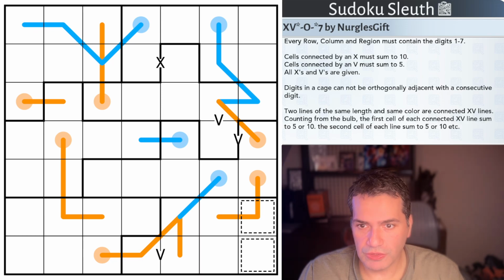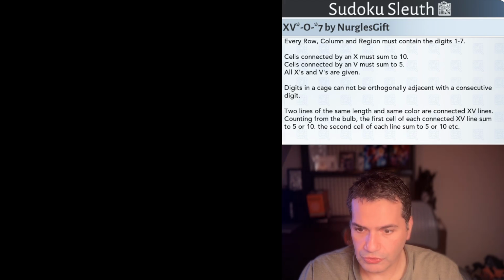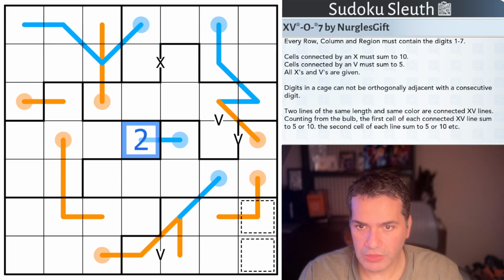XV07 by NurglesGift. Let me just double check it's all recording. It is not recording, of course not. Of course not. I'm glad that I keep checking these recently, but it is very disappointing that I keep having to do this so regularly to double check. I'm going to have to try and figure out why this is problematic. So 2 and it's deleted.